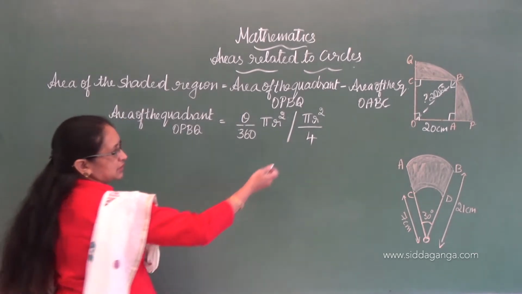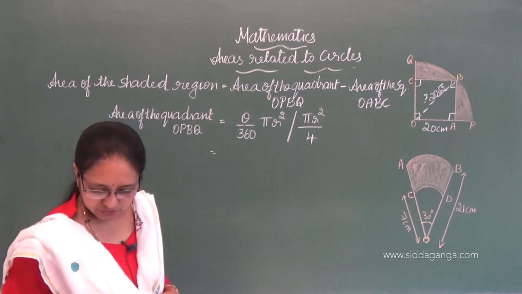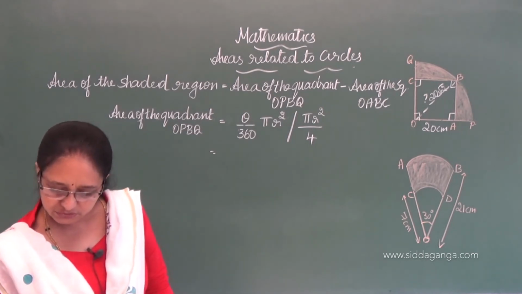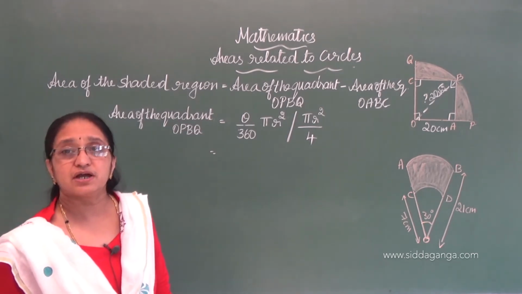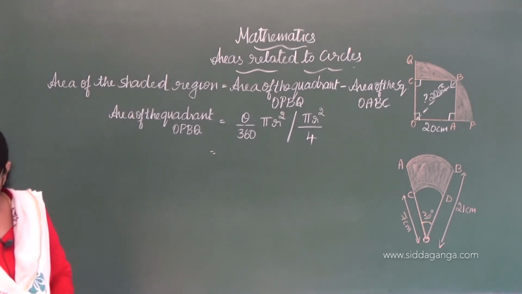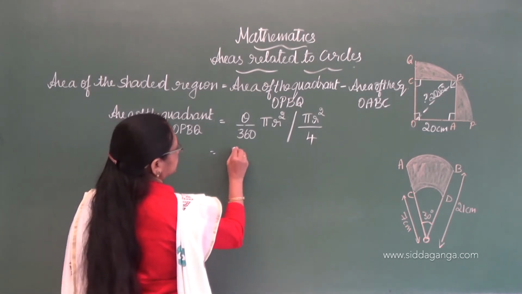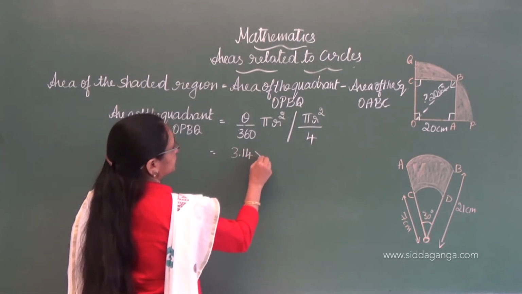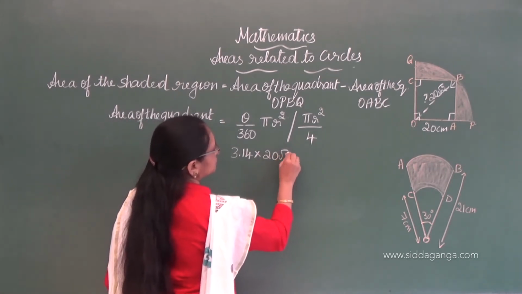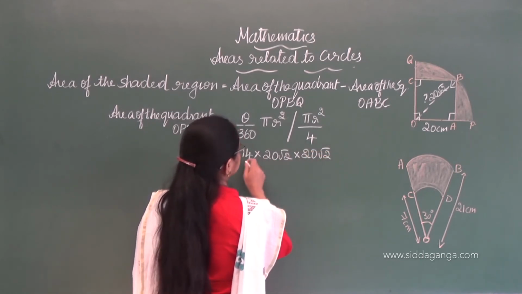So, I will do this directly. They have not told us to use 22 by 7, so we have to use 3.14 for pi. So here, pi is 3.14 into r square, that is 20 root 2 into 20 root 2 by 4.